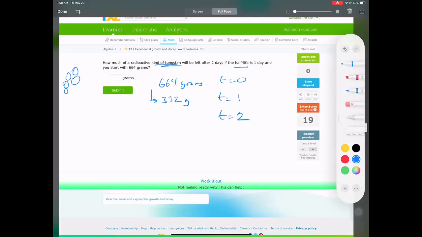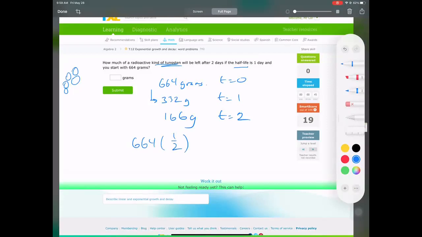So half of this is 166 grams. Okay. So whenever you have half-life, the meaning of half-life is that you have half as much. Now, how would we write this as an exponential model for us? We start off with 664. And what am I multiplying every single time after every iteration? I'm multiplying by half. Right?